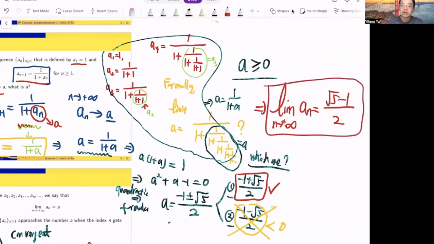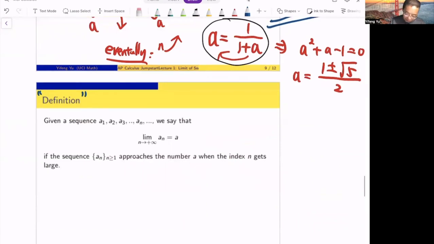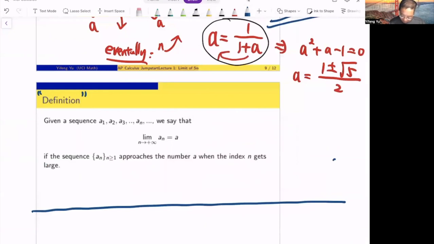So finally, if we combine those examples together, we can write down the definition of limit, at least in a certain general way. Suppose you have a sequence, and this is the number A. If the limit of our sequence is A, what does that mean? It just means that when the index is large, the sequence approaches the number A.